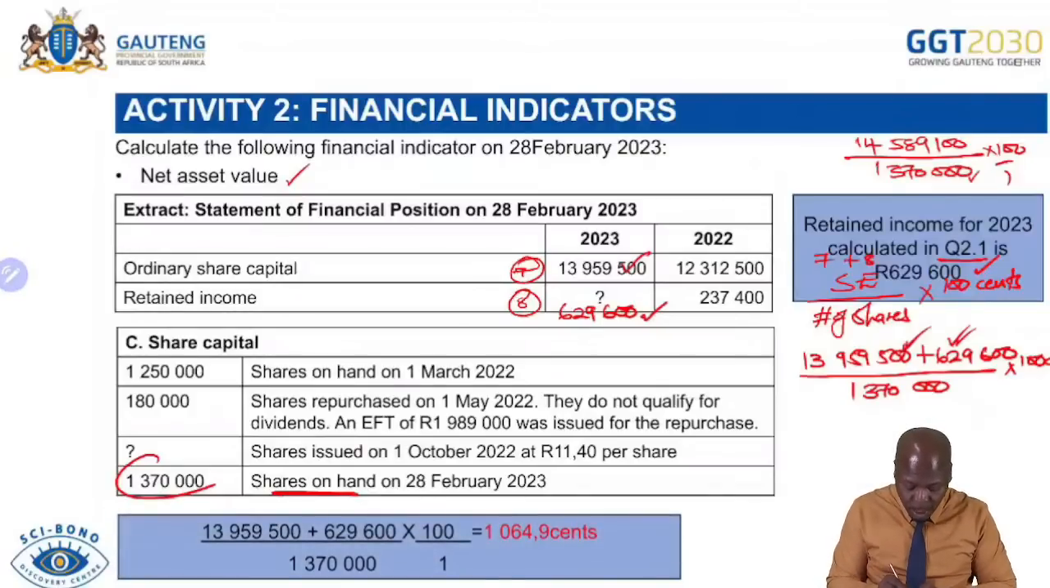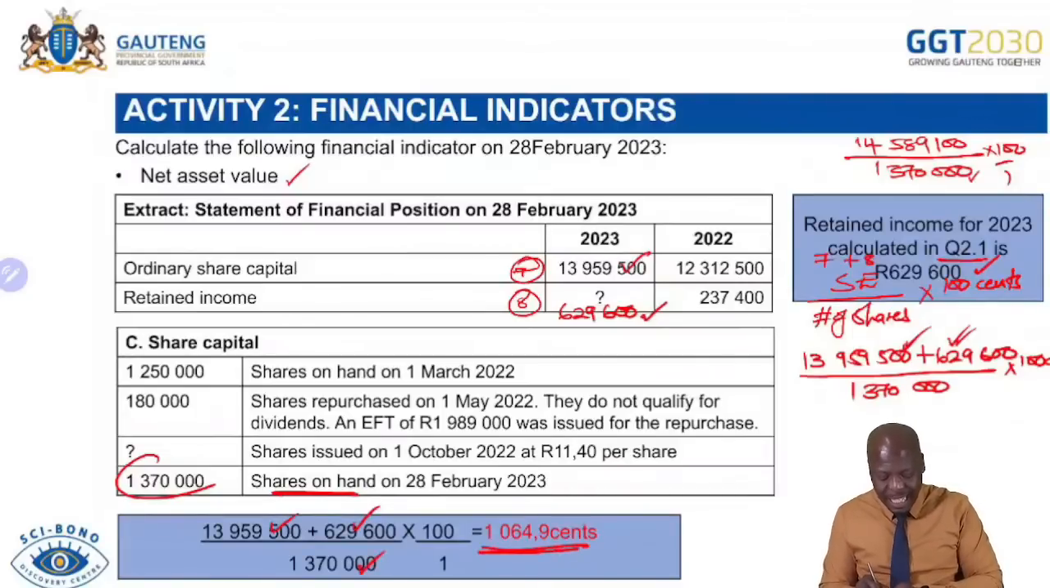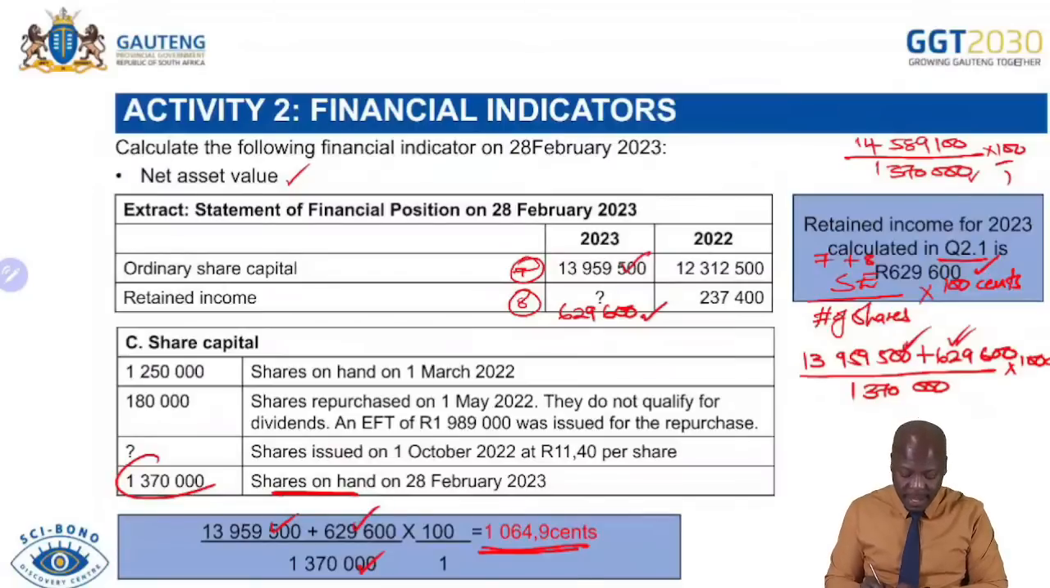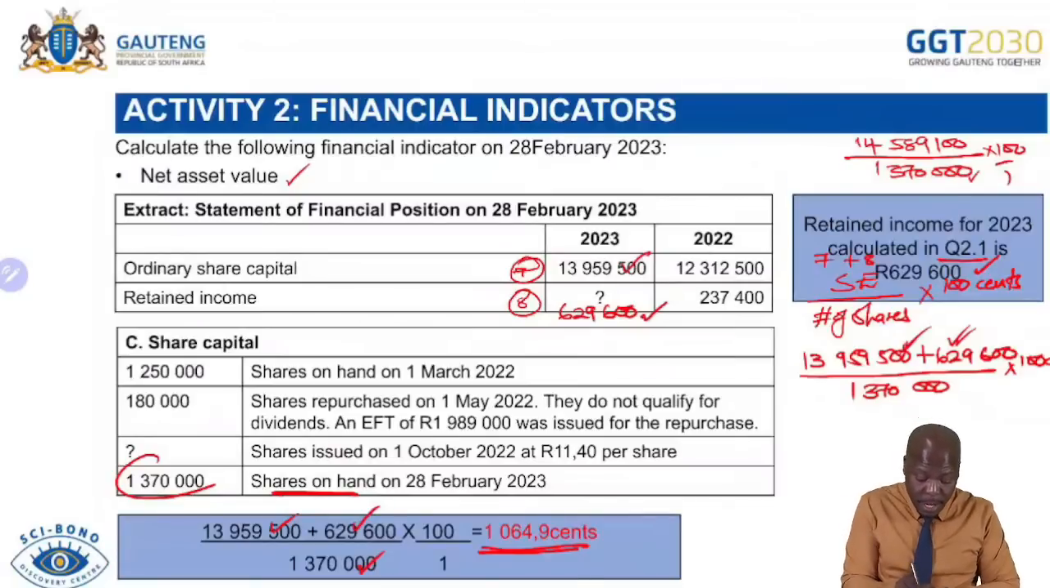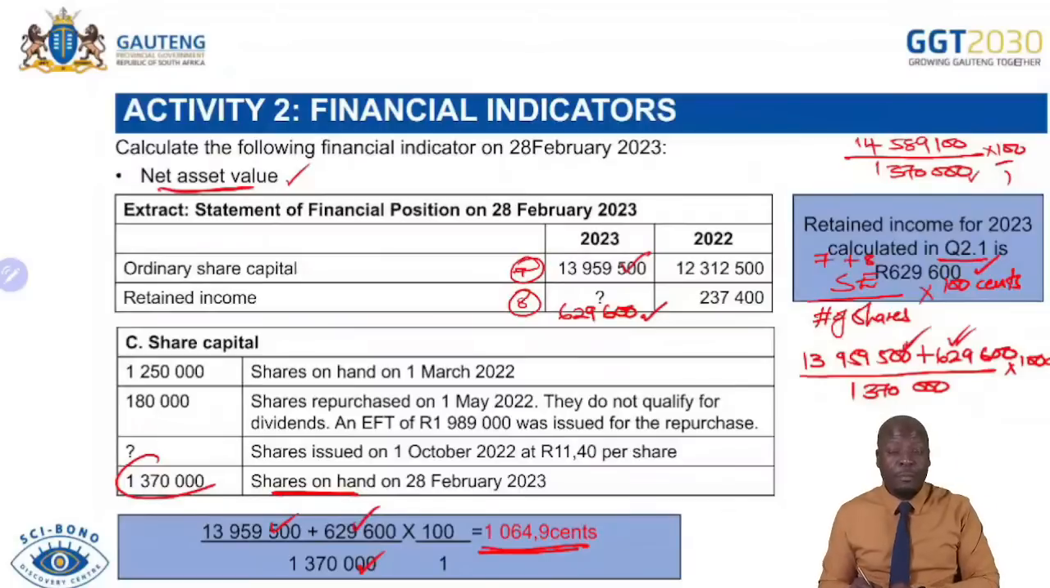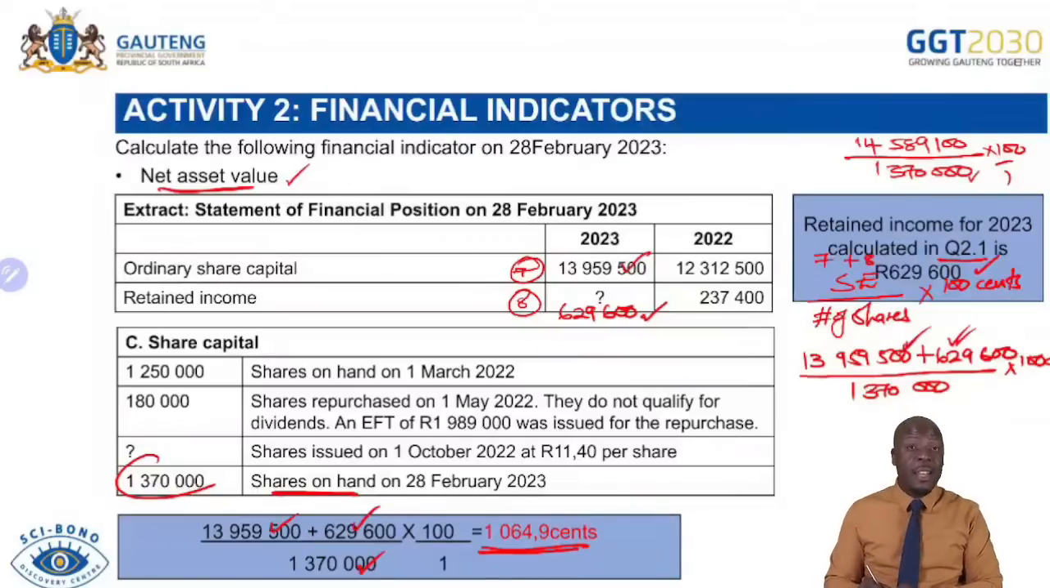So as I had done already, there are my amounts, and then we'll end up with 1,064.9 cents. Remember, what are we calculating for? The net asset value. According to us as a company, how much is the value per share? The value per share is 1,064.9 cents. That is the net asset value per share.